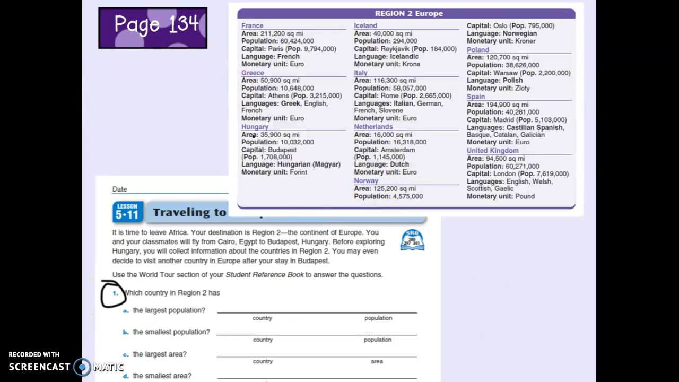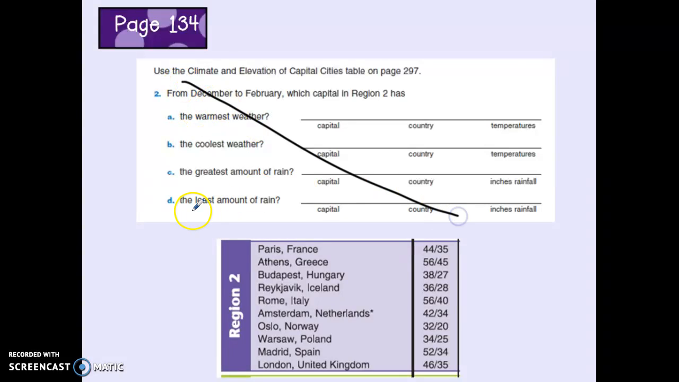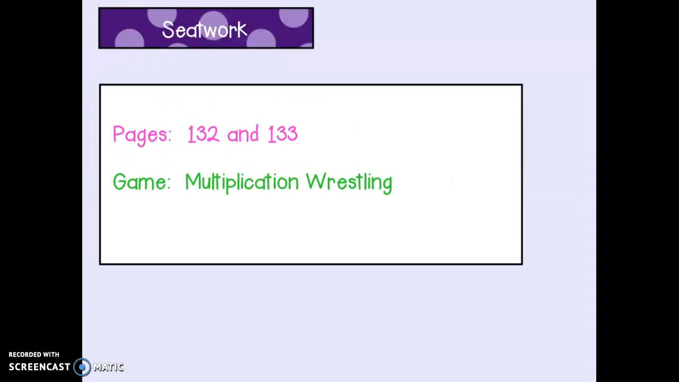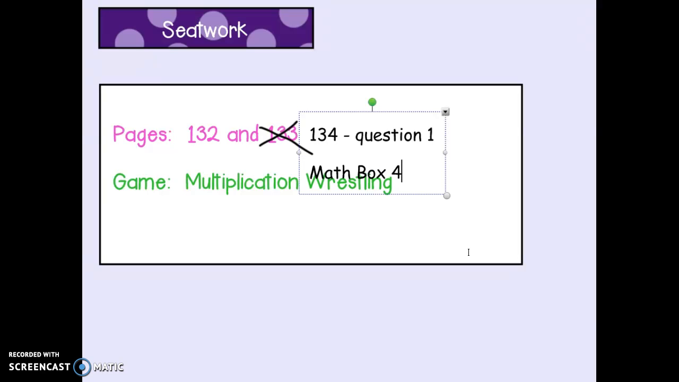You can do part 1. You're going to skip part 2. Also skip question 3. So all you're going to need to do today for seat work is finish page 132, and then on page 134 you only need to do question 1. If you finish both of those, you can work on math box 5.11, and then you can play multiplication wrestling. So that's your only work today: page 132, page 134, question 1, and math box 511.